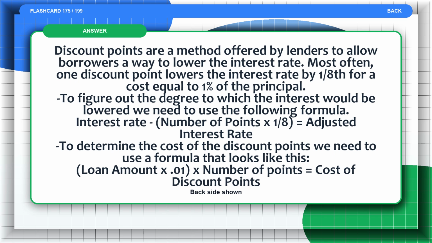To determine the cost of the discount points, we need to use a formula that looks like this. Loan amount x .01 x number of points equals cost of discount points.